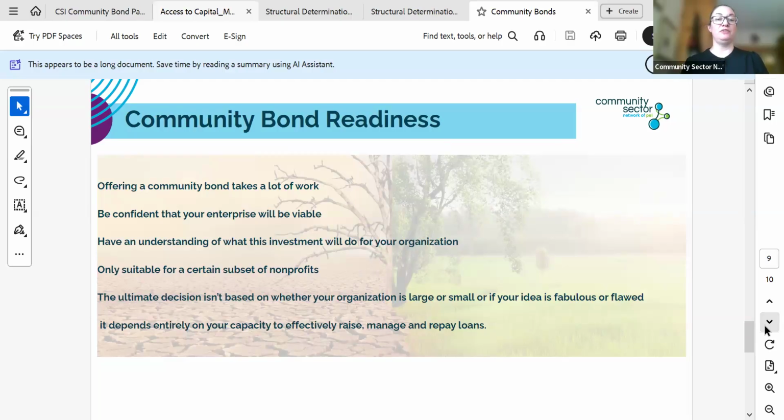And it definitely is only suitable to a certain subset of nonprofits, but that's not really a size issue, large or small, or whether the idea is the best idea or the worst idea. It really depends on what your capacity is to run a community bond as well as run a project and effectively manage that bond and the investors. So that is a very, very broad overview without going into any of the details of a community bond.